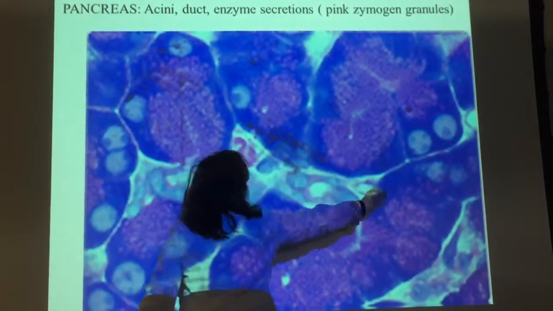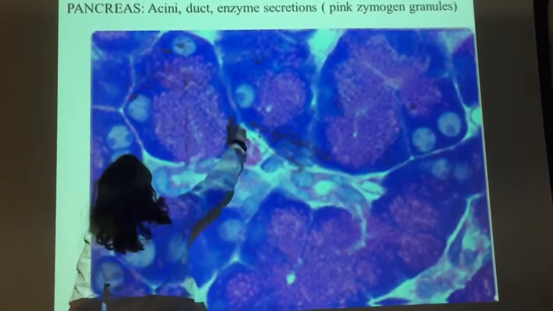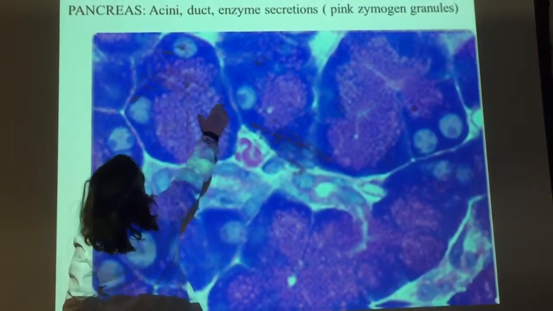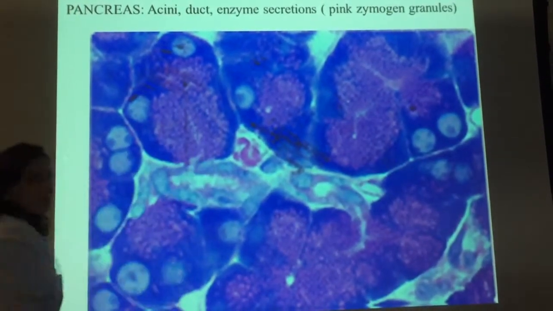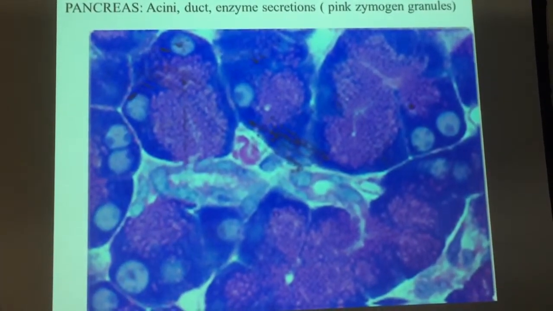This is just a smudge. Here's the pancreatic duct. This is acinus, or one of the cells, and those are the pancreatic enzymes inside there. Those are the granules.